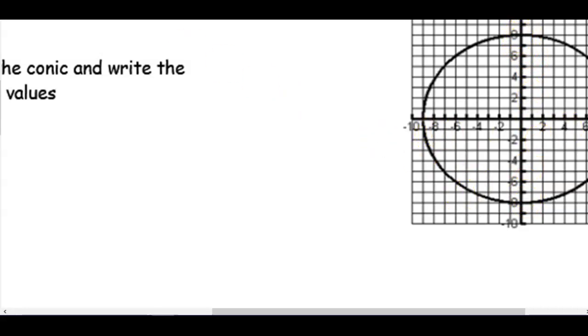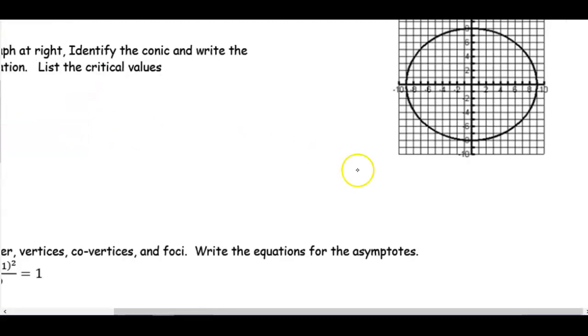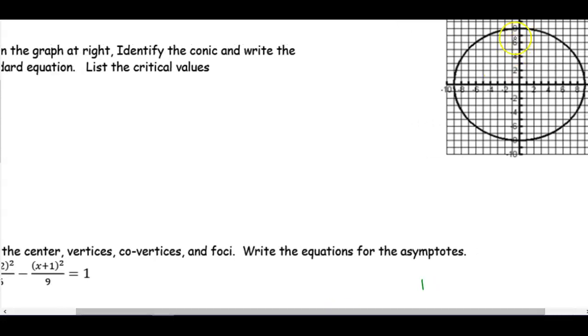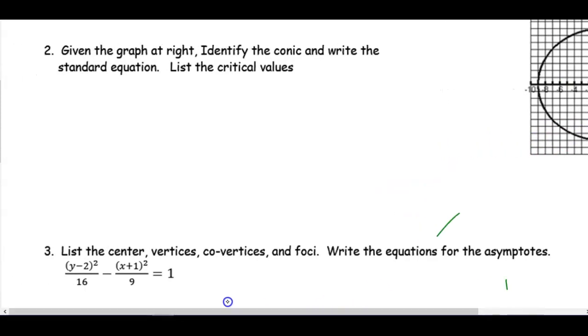Let me zoom out. Excuse me. So there's an ellipse right here. It's my center. So my center is (0, 0). All right, my major axis is going to be a distance of 18 because from negative 9 to 9 is a distance of 18. And then from 8 to negative 8, my minor axis is going to be 16. So a couple things. First of all, this is a horizontal ellipse.